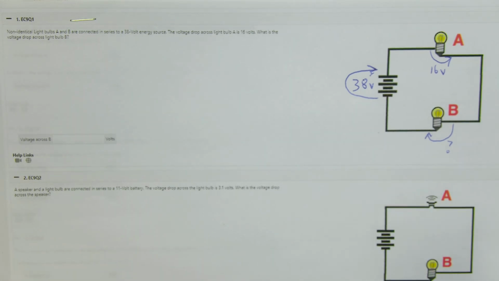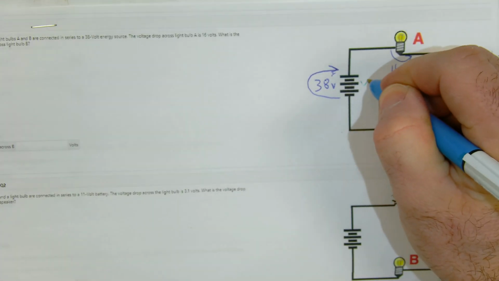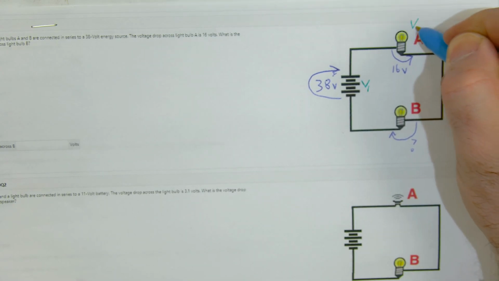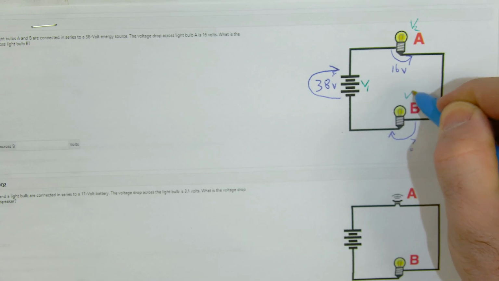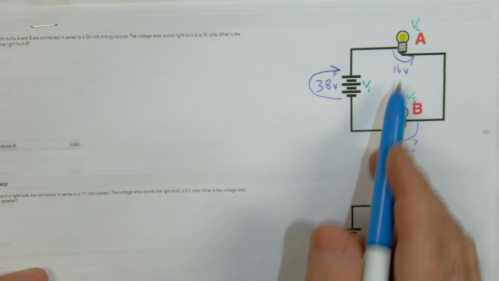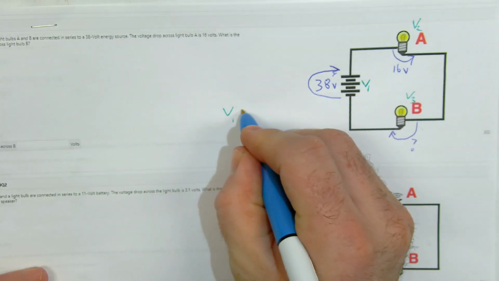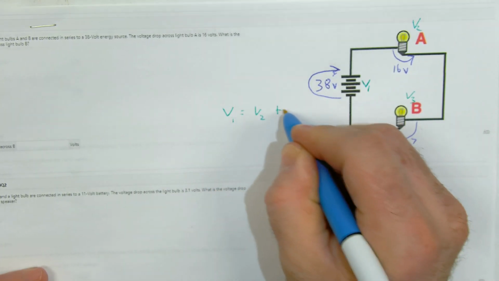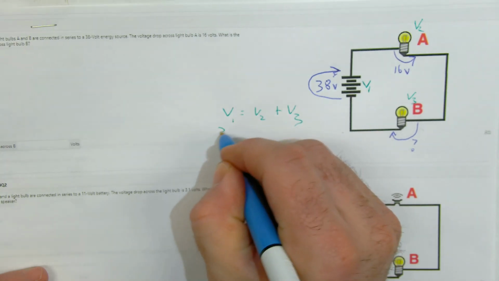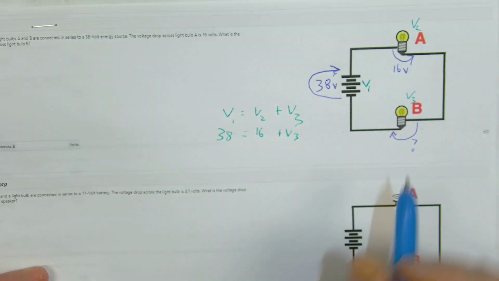The way this is very commonly written is you can think of the battery as V1, and each of these lights, this might be V2, and we could call this one V3. To put this into an equation, and this is what the loop rule tells us, V1 equals V2 plus V3. And so we can see that V1 is 38. It's going to equal 16 plus V3.